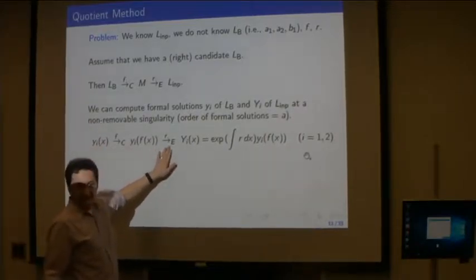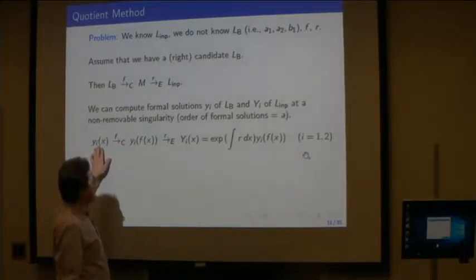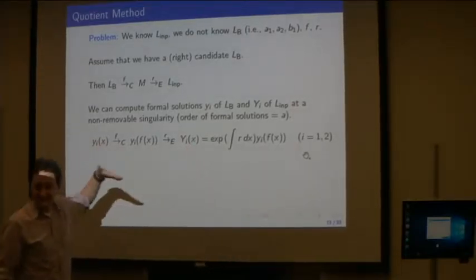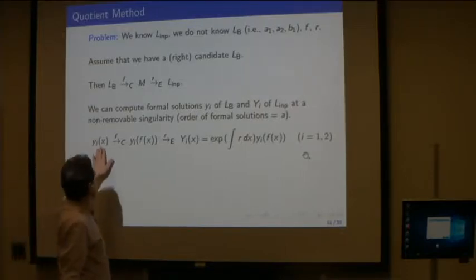Question: how do you know the correspondence between the small yi's and the capital Yi's? You have a pair of formal solutions there, a pair of formal solutions there, and how do you match them? If I is 1 here, this will be 1. You can compute formal solutions for one operator and for another operator. You have two solutions here, two solutions here. How do you choose their order? I see, but we will take the quotient then.